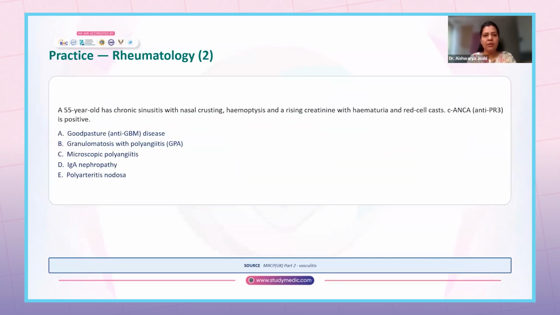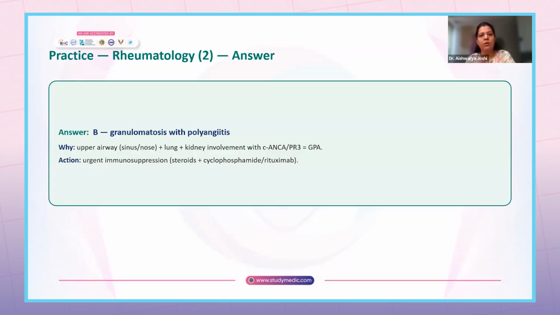A 55-year-old has chronic sinusitis with nasal crusting, hemoptysis, and a rising creatinine with hematuria and red cell casts. C-ANCA is positive. What is the condition? Crusting is granuloma formation, upper respiratory tract is involved, so this is granulomatosis with polyangiitis. Treatment is with urgent immunosuppression with steroids and cyclophosphamide with rituximab.